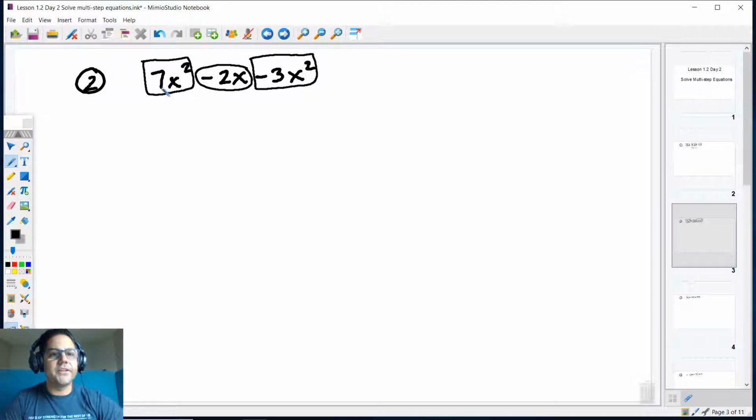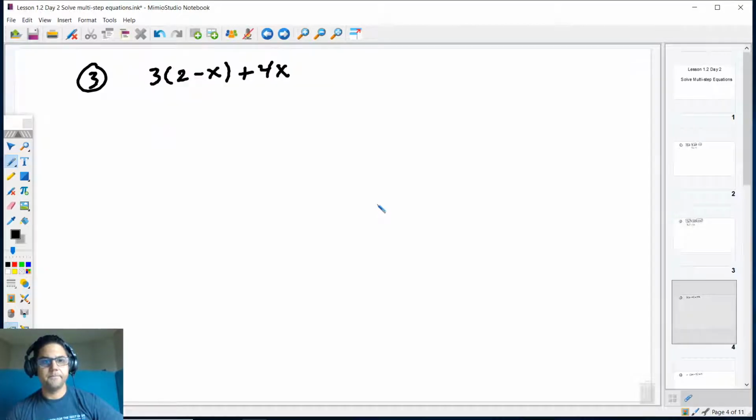So combining my like terms, 7x squared, subtract 3x squared, a basic 4x squared. And then the negative 2x just kind of tags along, like that annoying sibling that always wants to tag along, do what you're doing. But again, cannot combine them. Even though they have the same variable, they do not have the same exponent, so leave it alone.